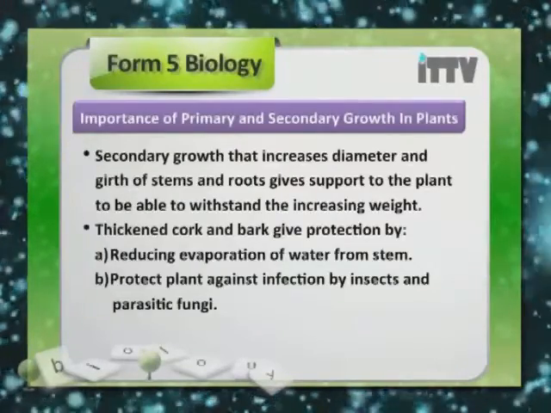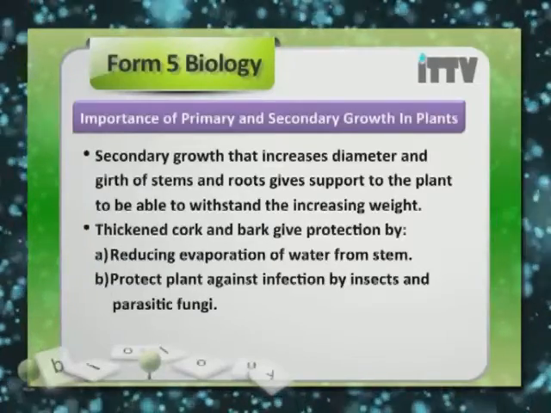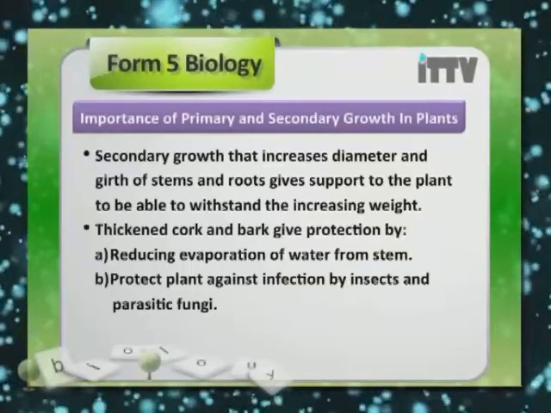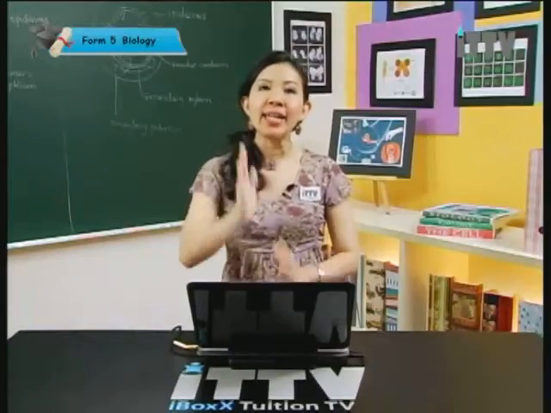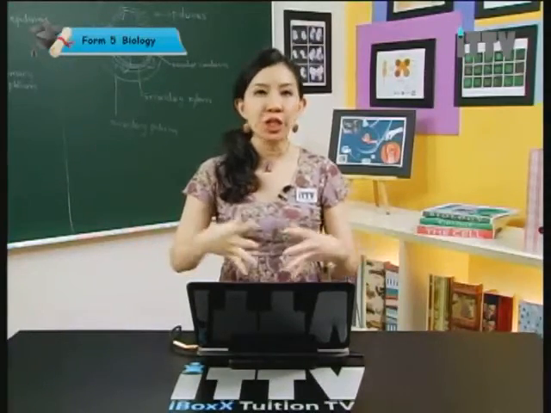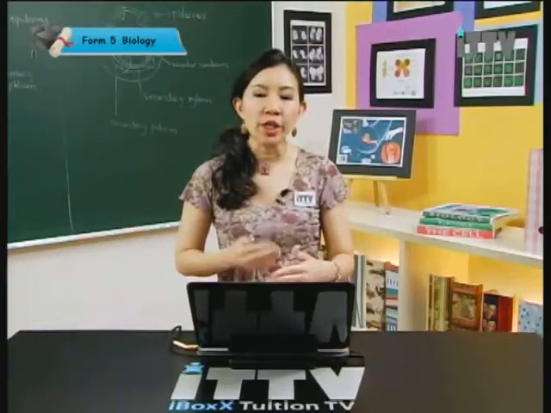Secondary growth increases the diameter and girth of stems and roots, giving support to the plants to be able to withstand the increasing weight. So there is always primary growth, which is increase in height, and there is secondary growth, which is increase in diameter of the stem and the roots, caused by the vascular cambium and cork cambium, which divide according to certain time purposes.